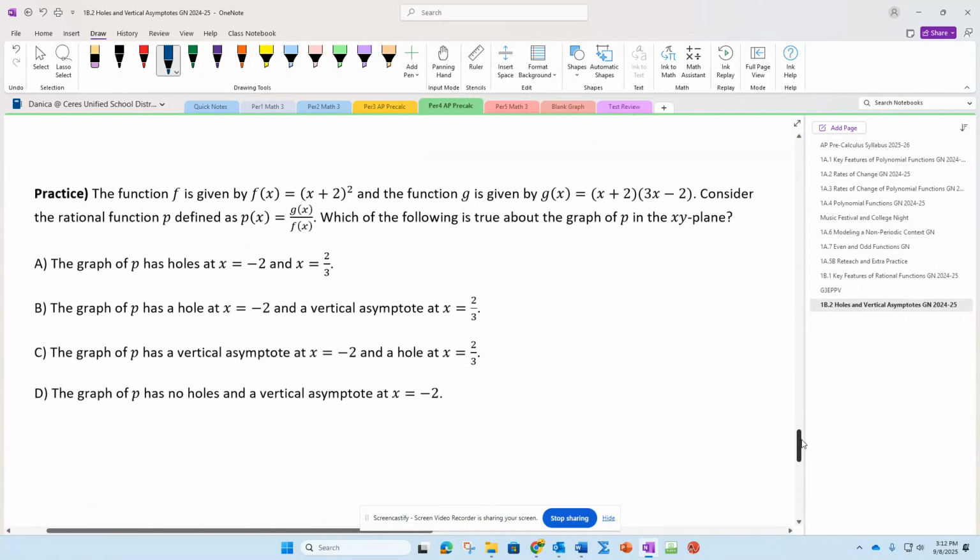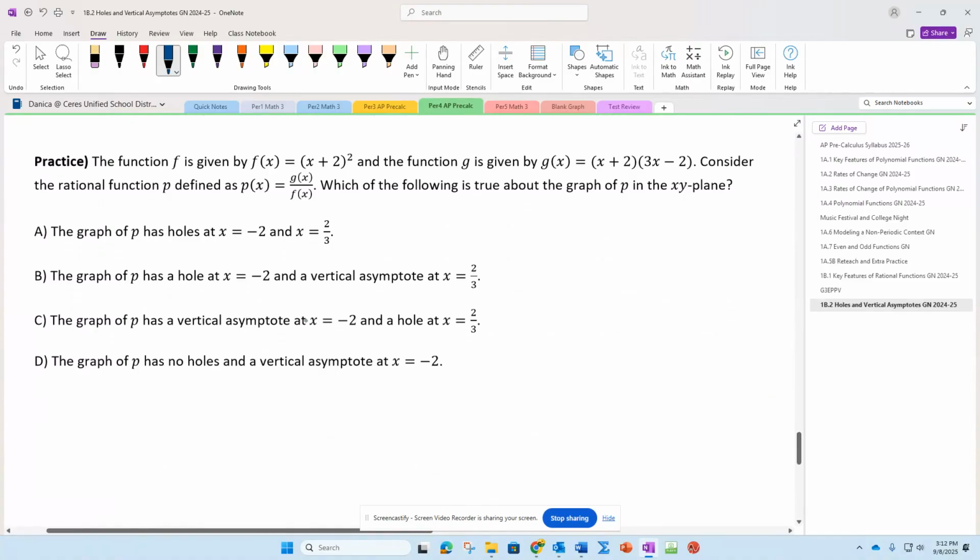All right, let's look at this one. Here we have the function f and the function g, and we consider the rational function p, which is g over f. Which of the following is true about the graph of p in the xy plane? So pause, make a decision, and then restart when you're ready to check. All right, welcome back. Let's take a look at it.